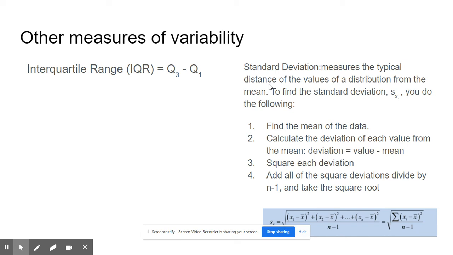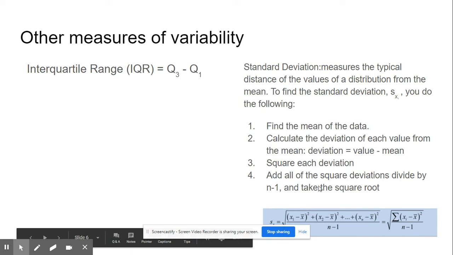The standard deviation has 4 or 5 different parts. First, you find the mean of the data. Second, you calculate the deviation of each value from the mean. So the deviation equals value minus mean. Third, you square each deviation. And fourth, you add all of the squared deviations, you divide by n minus 1, and you take the square root.